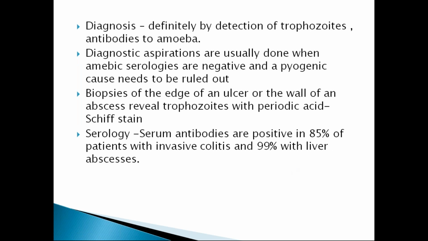So diagnosis is definitely by detection of trophozoites, but majority of the times you won't get any trophozoites. But the other way of diagnosing is, see, either you will have an amoebic liver abscess or pyogenic liver abscess. This is the most common thing, right? So amoebic liver abscess is, as I said, anchovy pus, red color it will be there. But pyogenic liver abscess, it is frank pus. So that is how you differentiate, just by aspiration, whether it is amoebic or pyogenic.